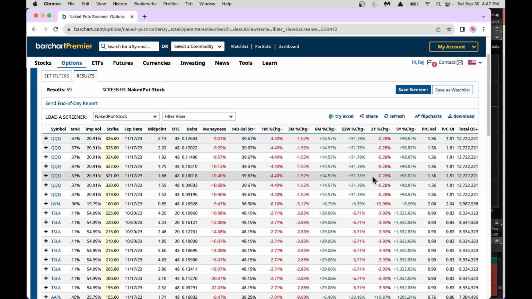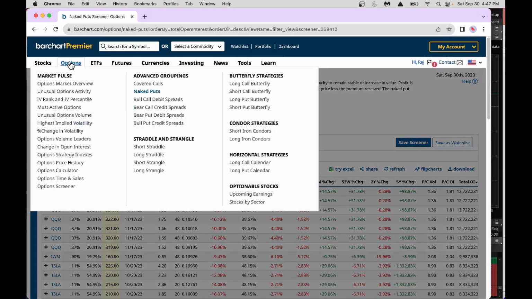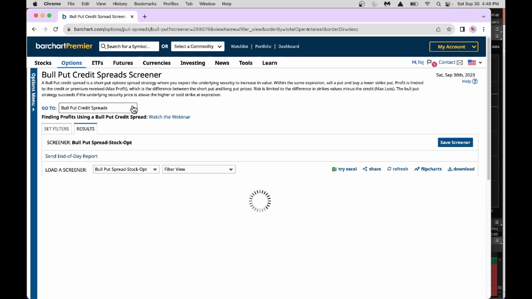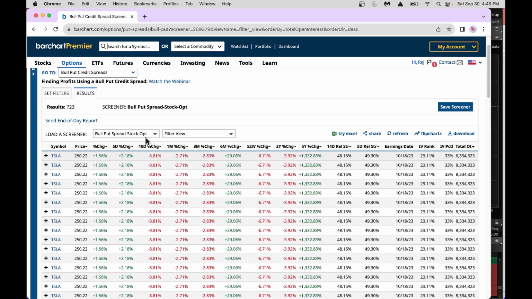And one more thing I'll leave you with. If you go to options here, many of you don't want to look at naked puts. You want to scan for, say, vertical spreads. You could go just here and say bull put credit spread here. And look, I got a nice screener here. You could go in here. This is a Barchart scanner. I would actually go into, oh, look, I have my own scanner here. It's a good one here.